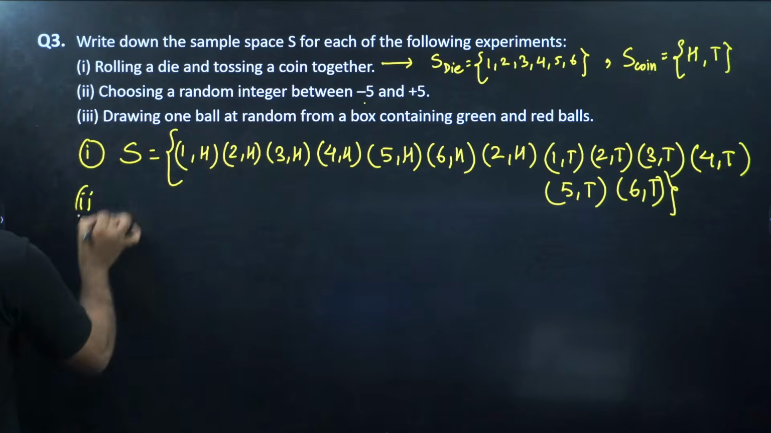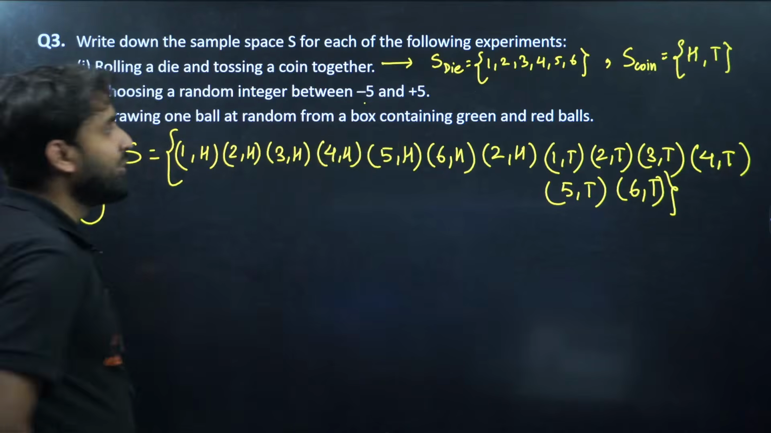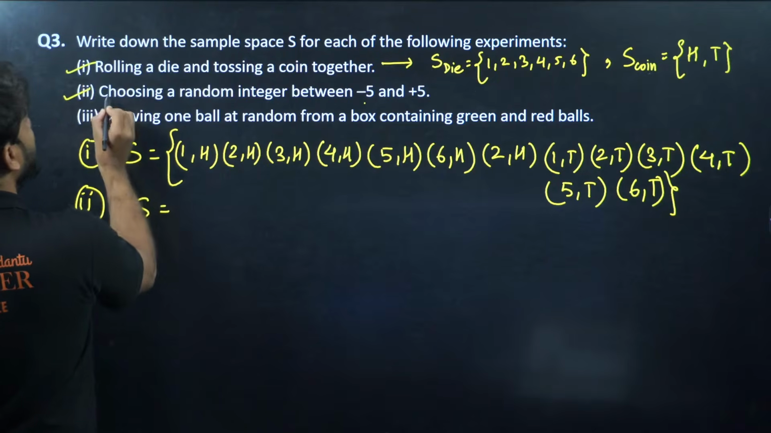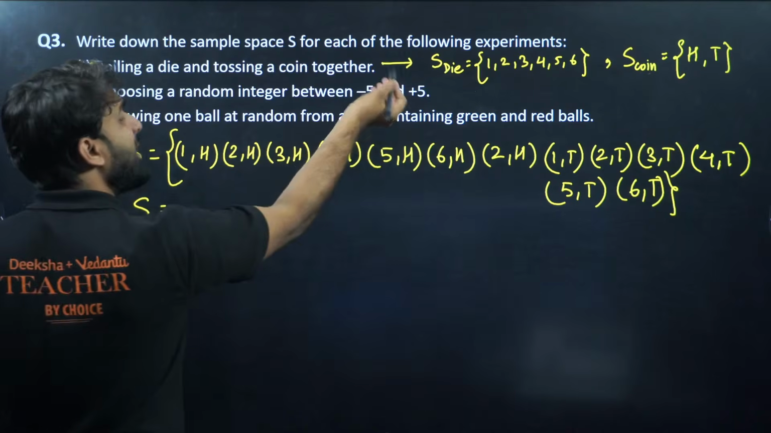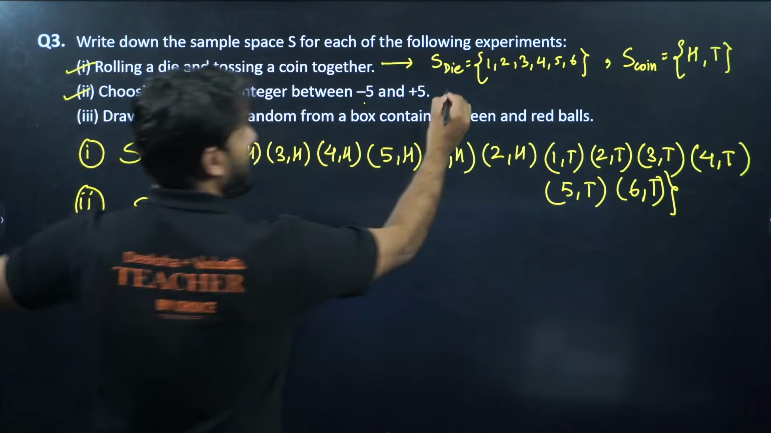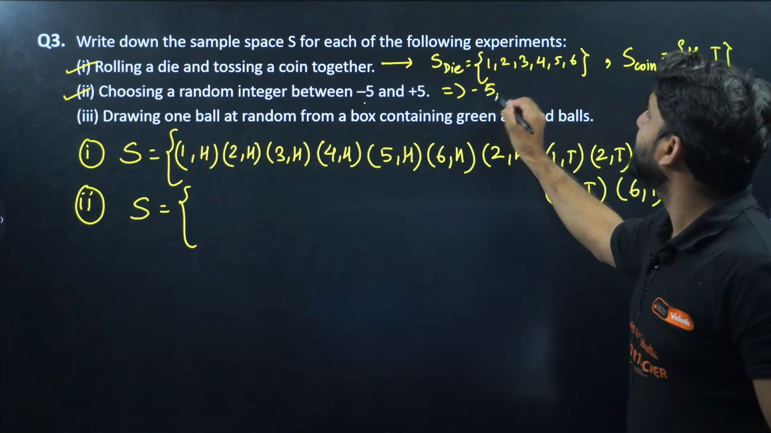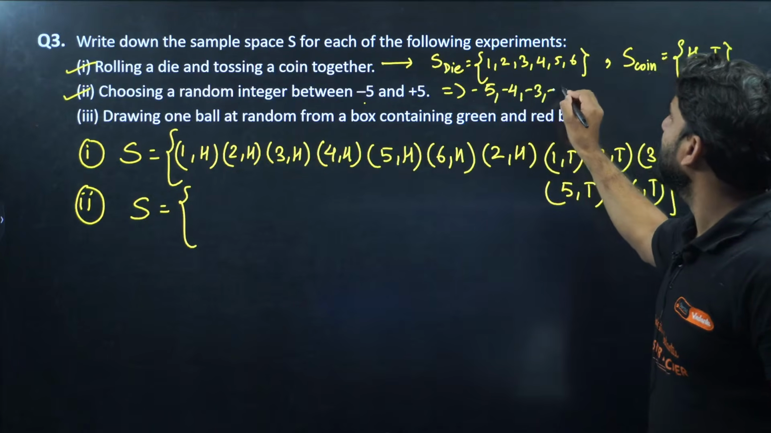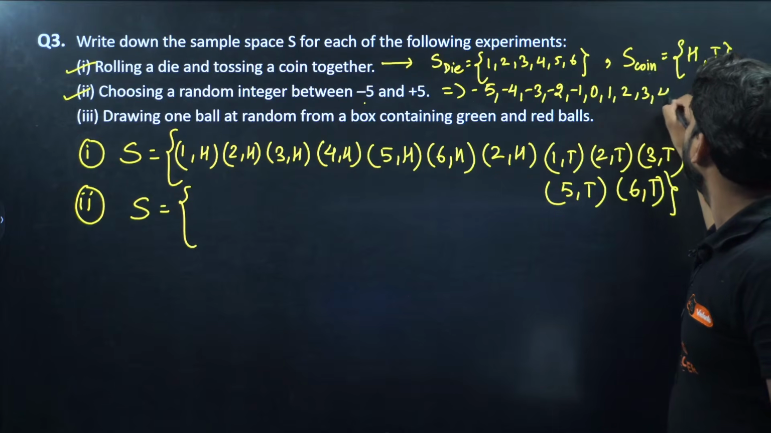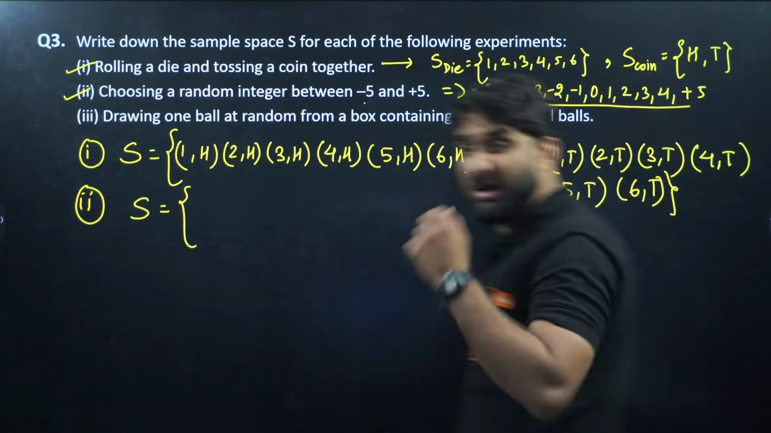Now question number 2. Choosing a random integer between -5 and +5. What will be the sample space for this? My dear champion, if we talk about numbers between -5 and 5, the numbers will look like -5, -4, -3, -2, -1, 0, 1, 2, 3, 4, and this is 5. These are the numbers between -5 and +5.